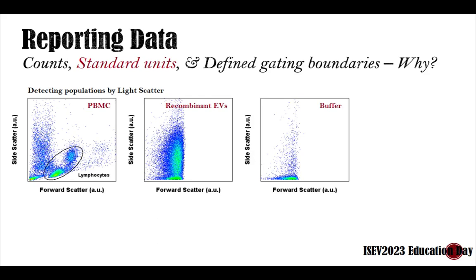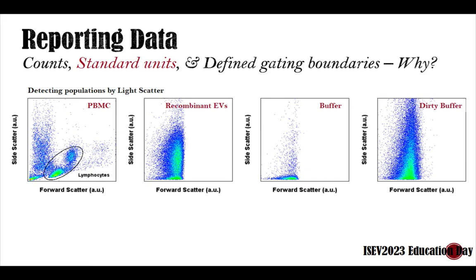Now, throwing a couple more things into the mix: when you are setting your instruments to be able to detect EVs, you actually are at the point of detecting noise. So the optoelectrical noise means that you're detecting events just from buffer alone. This is clean PBS, the PBS that I use to dilute my EVs. Now, if you're not so careful with your PBS, and for example you leave it on the counter after you've opened it, you can get dirty PBS. And dirty PBS overlaps almost completely with your population of EVs that you care about.